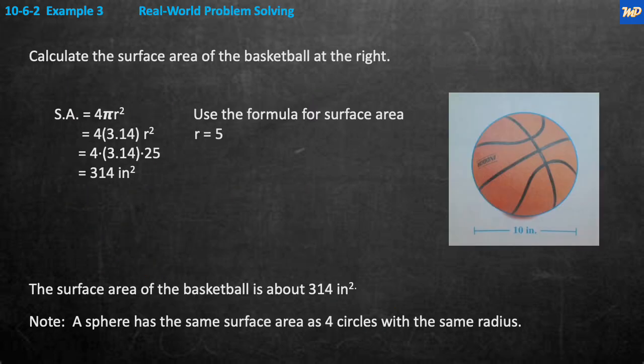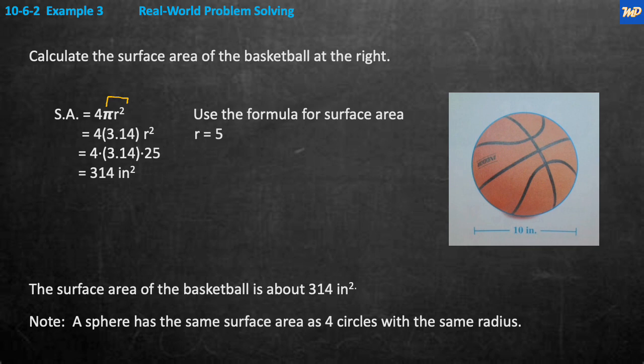Example 3, it's a real world problem to solve. Calculate the surface area of the basketball at the right. Well, the surface area is just that. There is no lateral area. It's all surface of a sphere. So the SA, surface area, is 4 pi r squared. And what you see there is the pi r squared right here. That's the area of a circle, and it's 4 times the area of a circle.